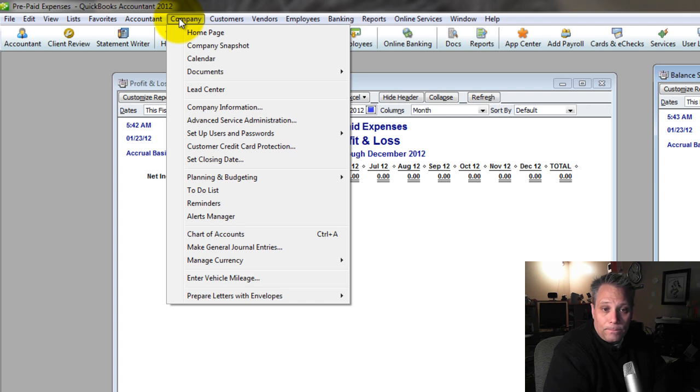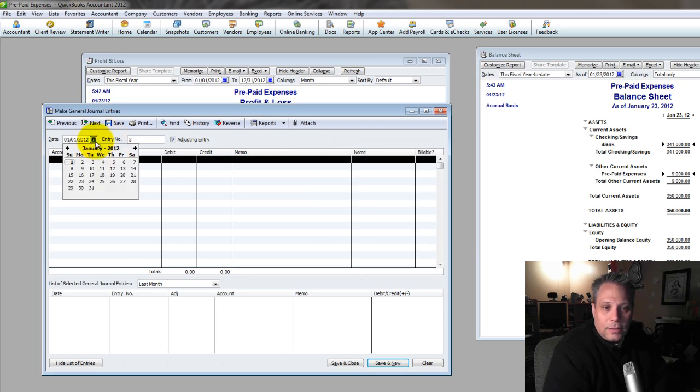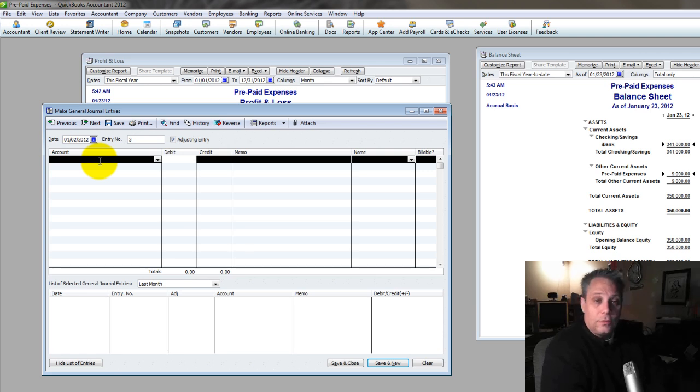So I go to Company, make General Journal Entries. Now, this one was paid on January 2nd, so let's record it on January 2nd. January 1st is a date that generally I like to reserve for special entries. That way I know that my January 1 balance sheet, for the most part, is consistent with the previous day, December 31st, save some closing entries that I might make on the books. That's another webcast for another day.